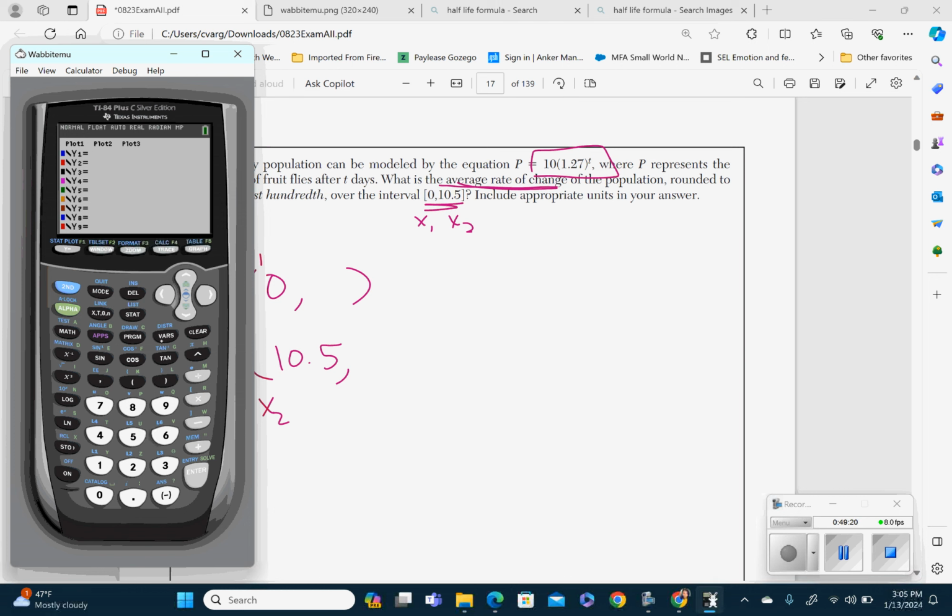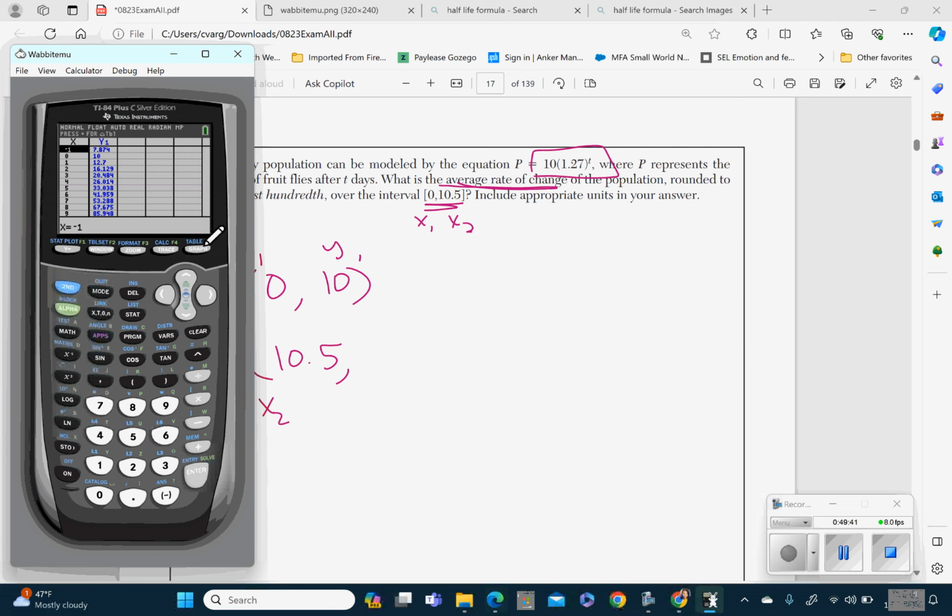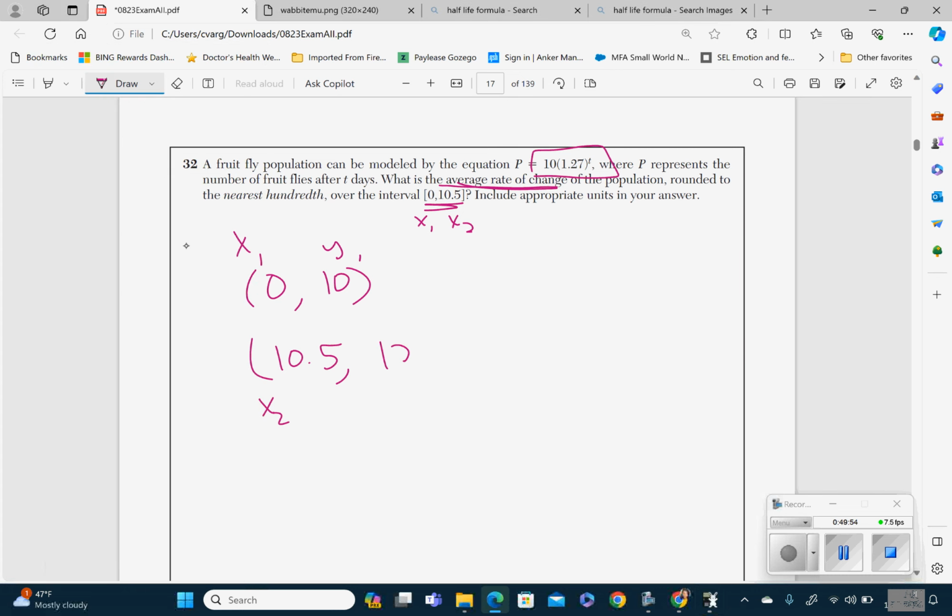So I'm going to do 10 parentheses 1.27 to the x. And I'm going to look across from 0, right? So across from 0 is 10. So here's my y1. And across from 10.5, how do I get 10.5 in my calculator, right? Second window, and here I'm going to put 10.5. And then I'm going to go to my graph. So second table, so I have 123.01. So this is going to be 123.01. So there's my y2.